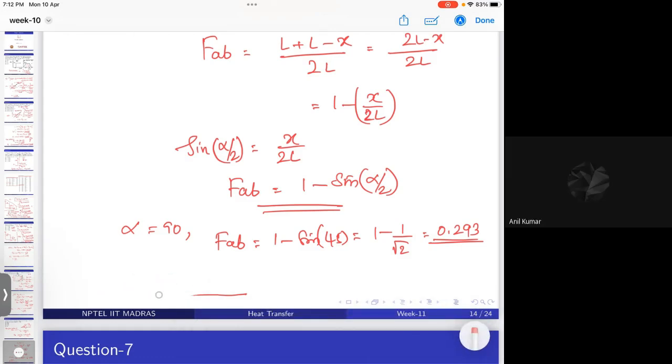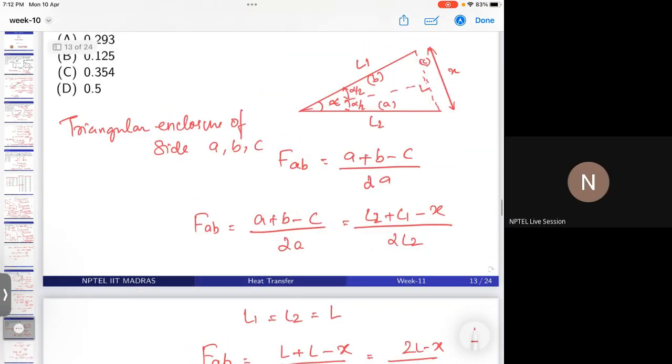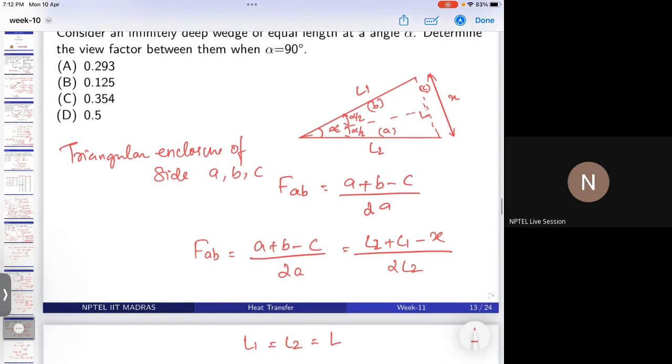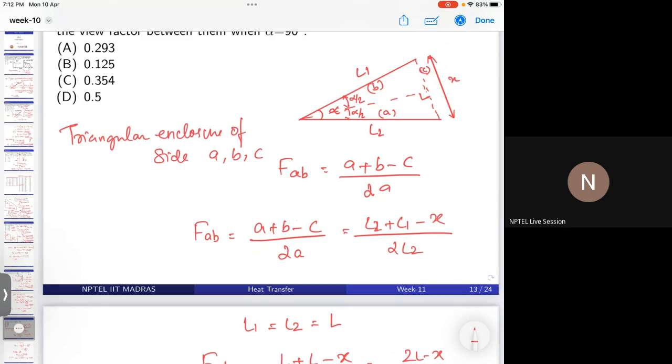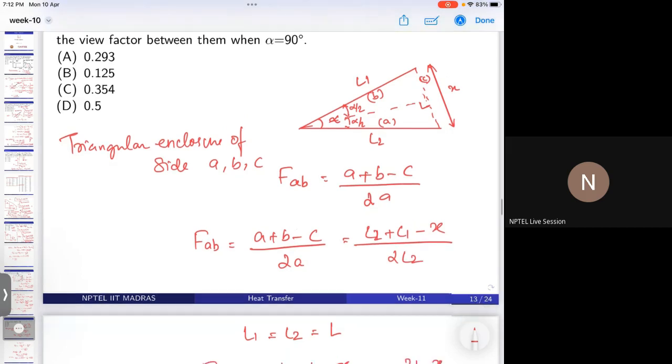Yes, sir. So this triangle rule, did you hear it before or do you already know it? No, sir, I did not know. Yeah, you can just refer to a textbook. It is already given. So it is easy for you to solve this kind of triangular enclosure problem. There is nothing to remember in this. If you have the sequence, you can write instantly what FAB is.